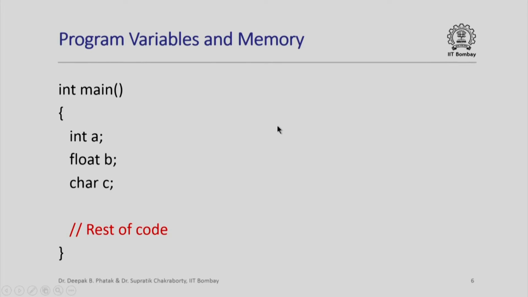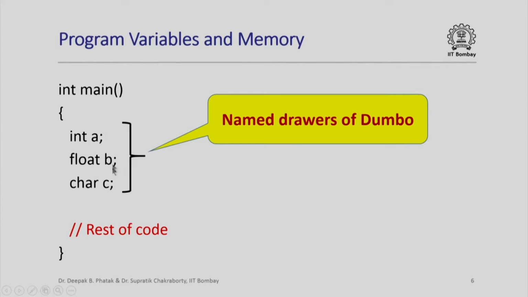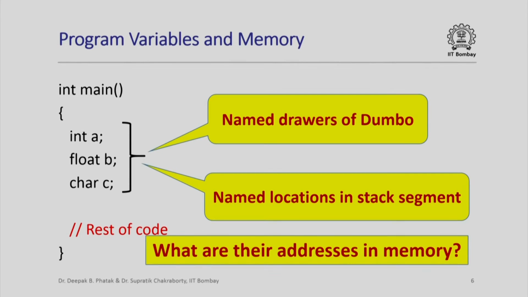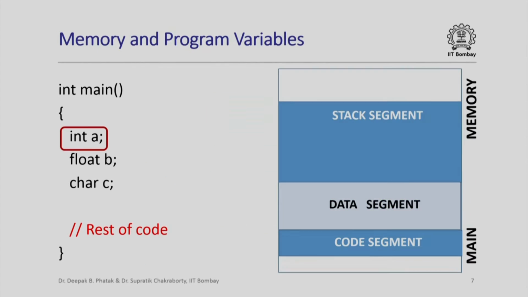Now let us see how this might look like for a simple program. Here is a simple C++ program, and I am just focusing on the declarations over here. These 3 named variables are like the named drawers of Dumbo, or you can think of them as named locations in the stack segment. One might ask, what are the addresses of the memory locations corresponding to these 3 variables in the stack segment? Well, this is how the picture of main memory for this program might look like.